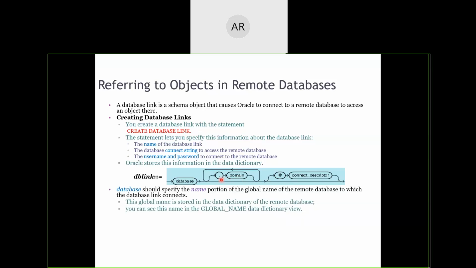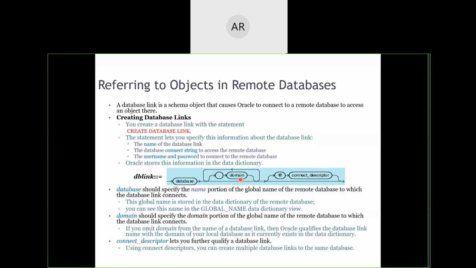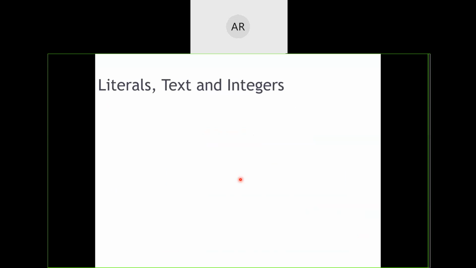Referring to the objects is the same as what we discussed earlier, but here I have just added a domain to it. If it is a remote one, you need to mention the domain, for example, Google @ the computer name. It's not so typical. You just refer back to the previous slide which we discussed.